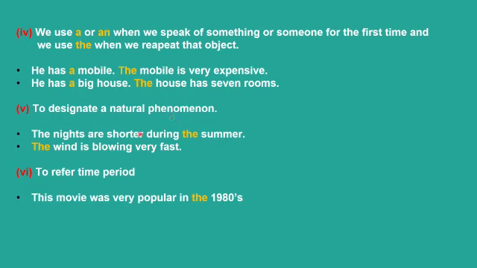Number 5, to designate a natural phenomenon. For example, the nights are shorter during the summer. So summer, spring, autumn, winter, these are weathers. And I'm specifically saying that in the summer the nights are shorter. Next is the wind is blowing very fast. The wind, I'm specifying it. It's a natural phenomenon. To refer to a time period, like this movie was very popular in the 1980s. We can use the with time expressions like in the morning, in the evening.